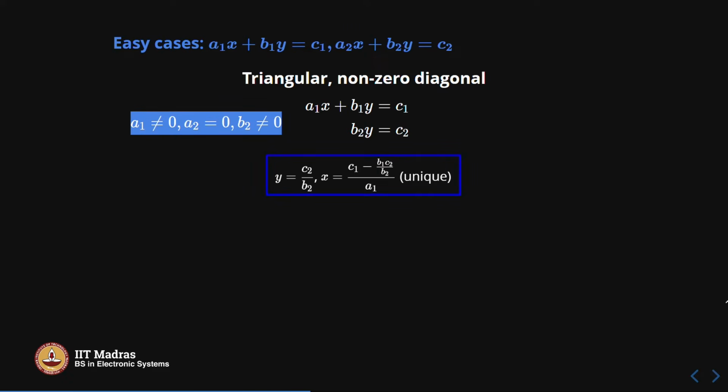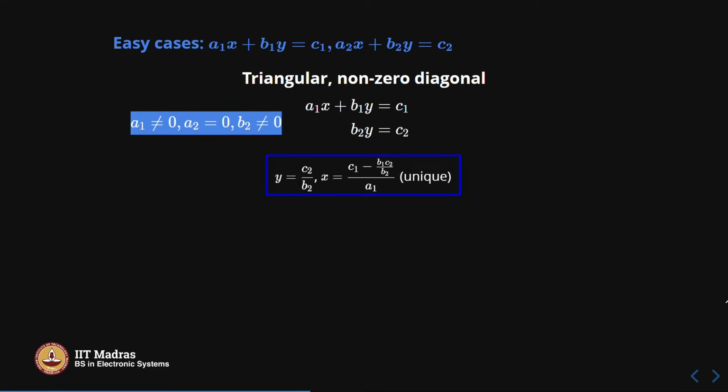Easy. Once you found y, the first equation also becomes one variable, one equation. So you put y equals c2 by b2, push the b1 c2 by b2 to the other side, divide by a1, and you get x equals (c1 minus b1 c2 by b2) by a1. Okay, so you get a unique solution in this case. Very easy case. Triangular non-zero diagonal, extremely easy to write down the solution.